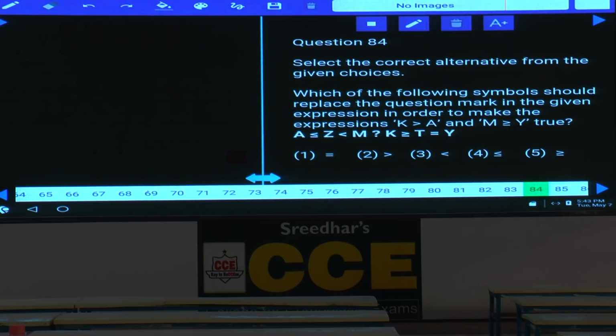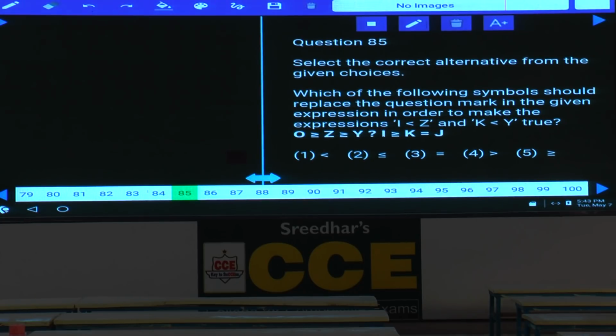Then coming to 84, the relation between K and A. A is here, K is here, between these two, A lesser than K, K greater than A, lesser than or equals to, equal to or lesser than. Now equal to or lesser than, any one of these two is your answer. Then M greater than or equals to Y. Now between M and Y, greater than or equals to, it must be either equal to or greater than. Hence what is your answer here? Only equal to, that is choice 1. 84.